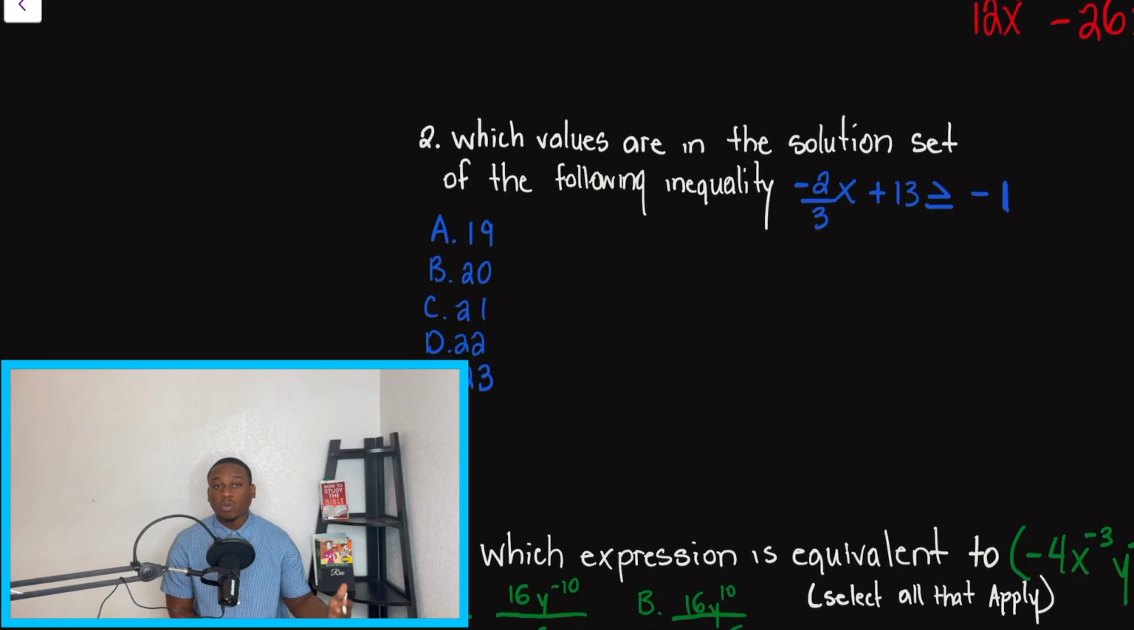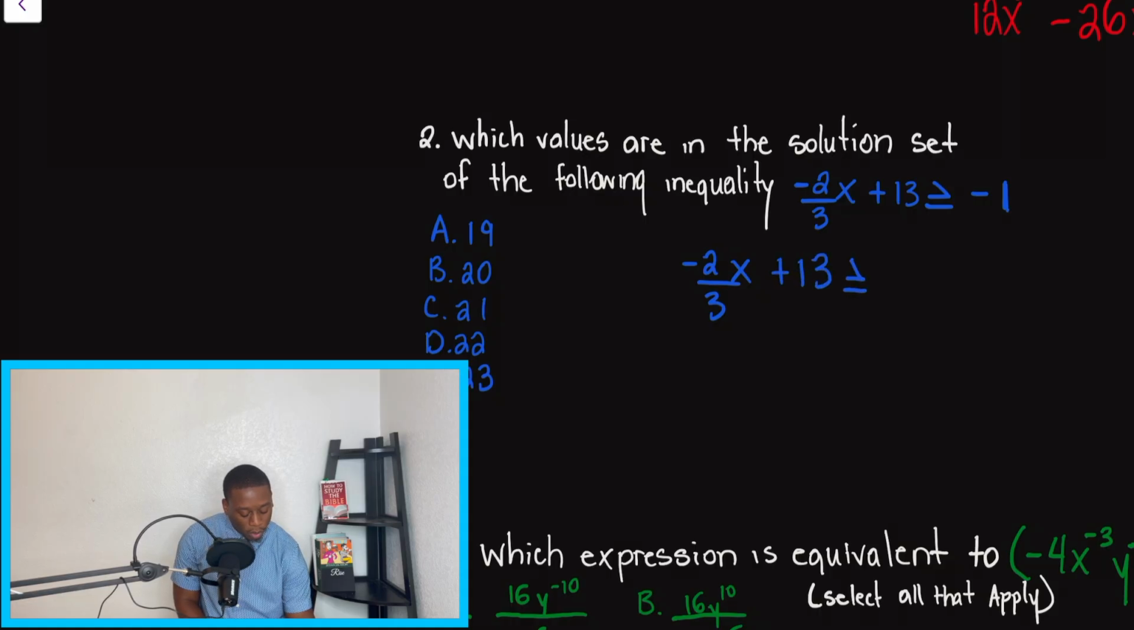In problem number 2, we're solving an inequality with a fraction. And they're asking us for the solution set. So they're basically asking us for all the numbers that are included in our answer, because an inequality is not just one single answer, it's a range of numbers. So I go through and we're going to have to get rid of this fraction to solve.